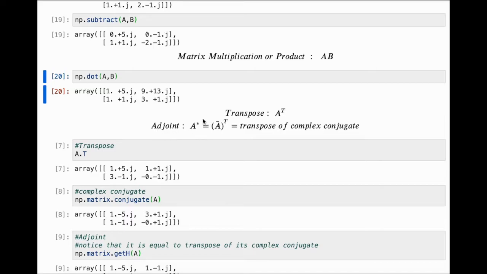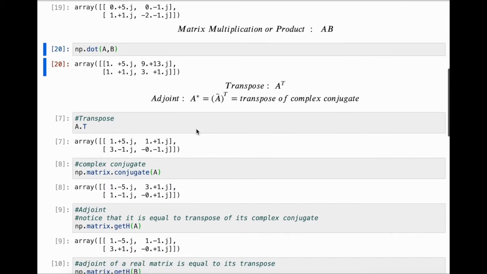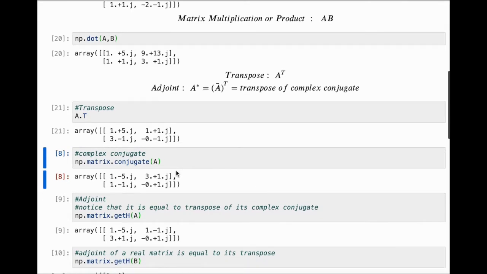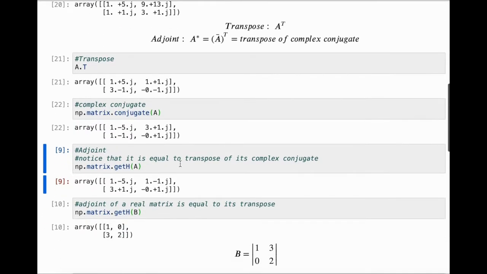The adjoint of a complex matrix would be the transpose of its complex conjugate, and if that matrix is real, then its adjoint would be just the transpose of itself. We can get the transpose by just writing .T, so that would give us the transpose of matrix A. We can get the complex conjugate using numpy.matrix.conjugate, and we can get the adjoint of a matrix directly by writing numpy.matrix.getH, with a capital H. And notice that it is equal to the transpose of its complex conjugate.